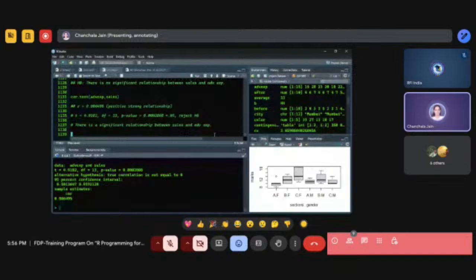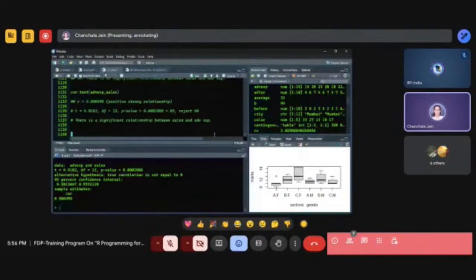So this way you can perform correlation, right? I think it is easy to understand, not tough. Yes. Is it fine?